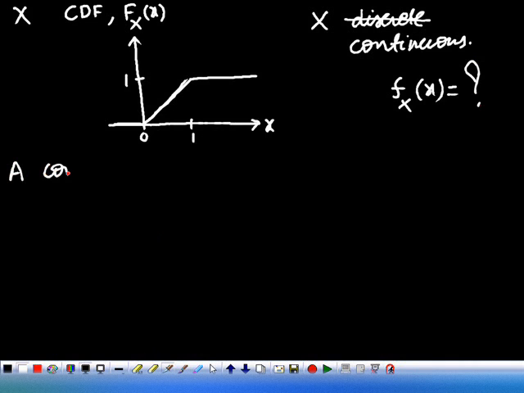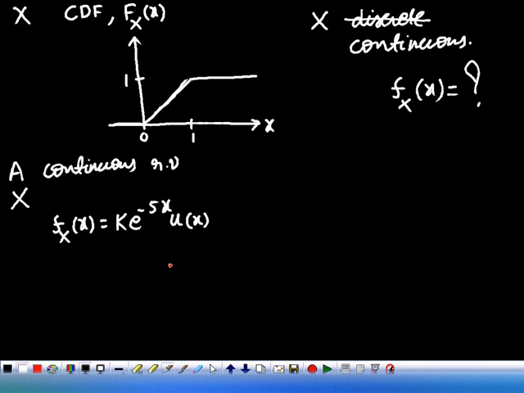A continuous random variable X is defined by the probability density function fX(x) equal to k e to the power minus 5x u(x). Find the value of k.